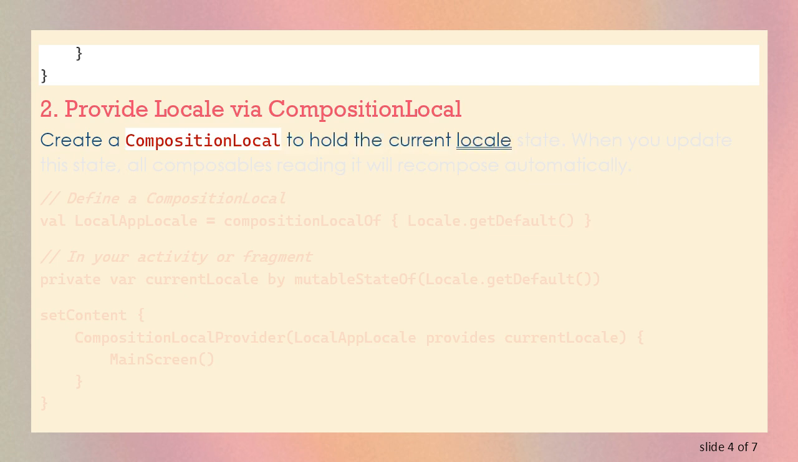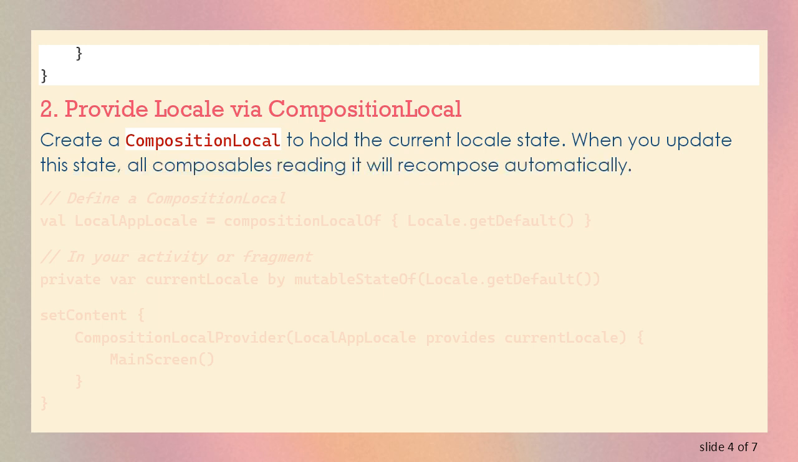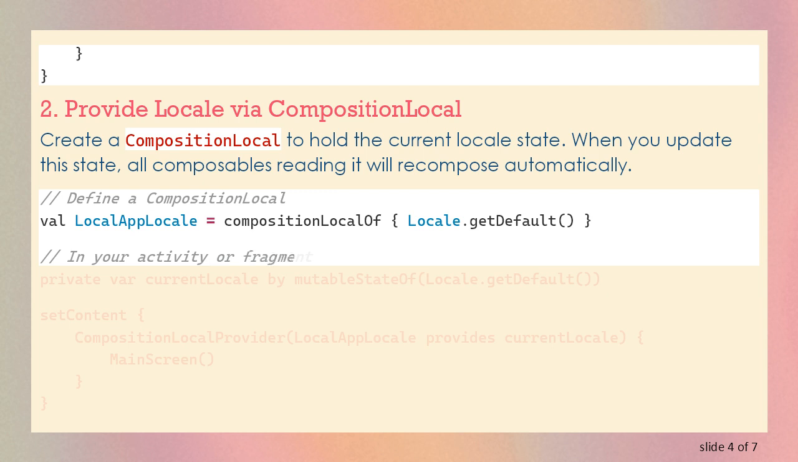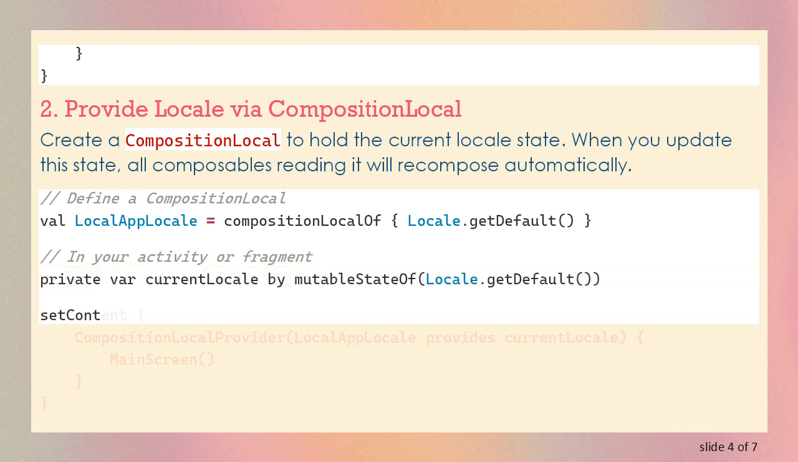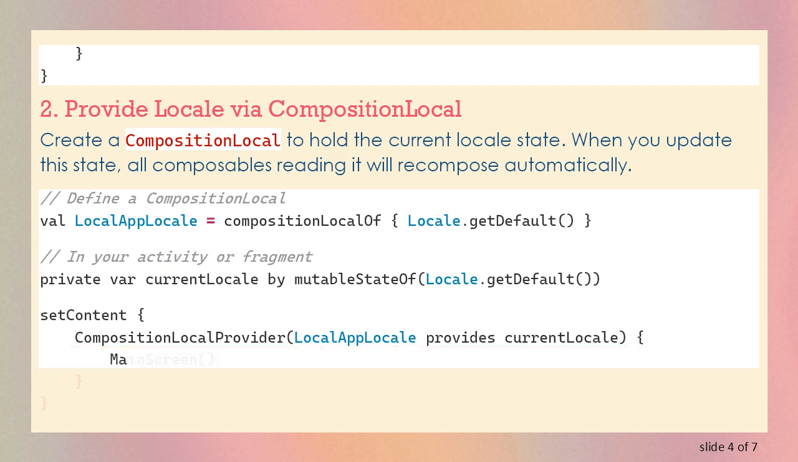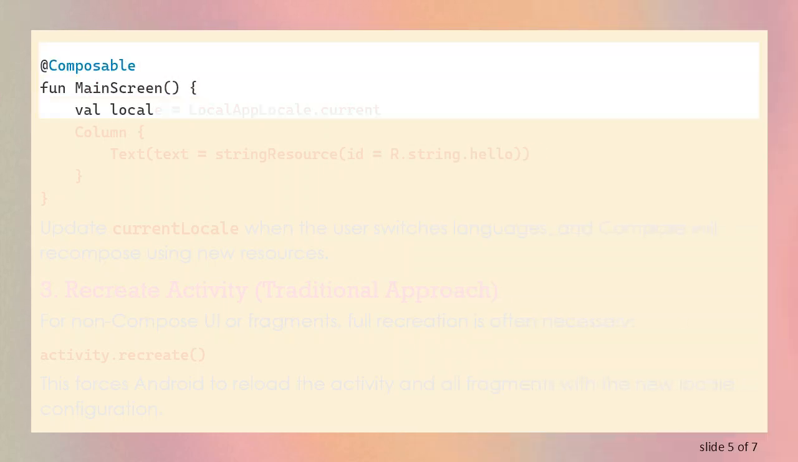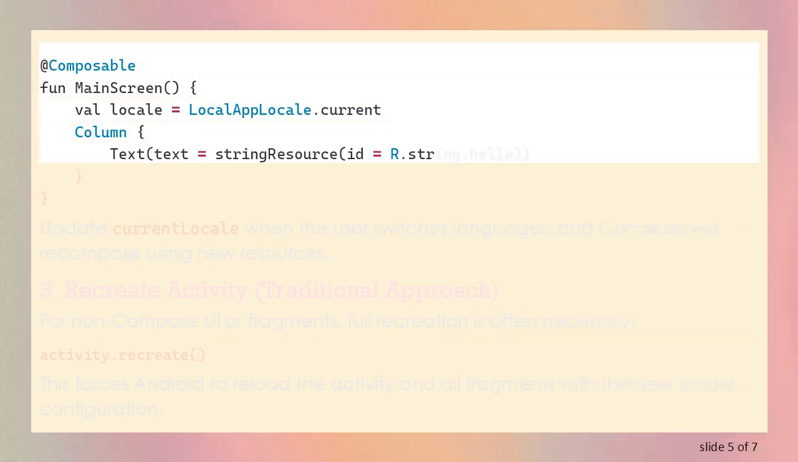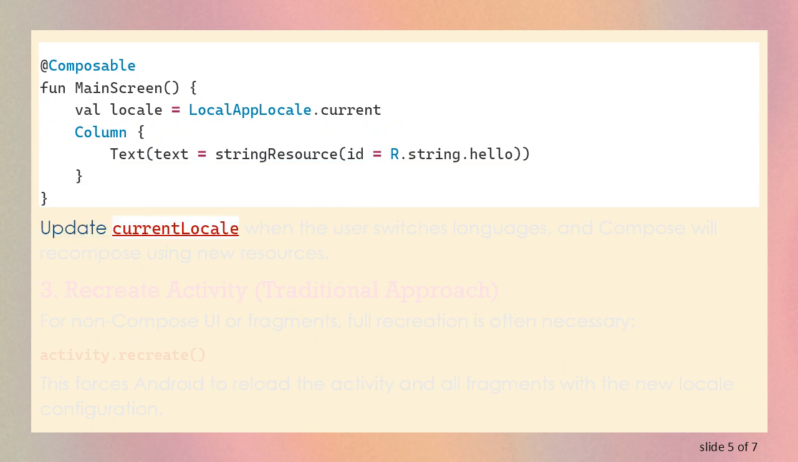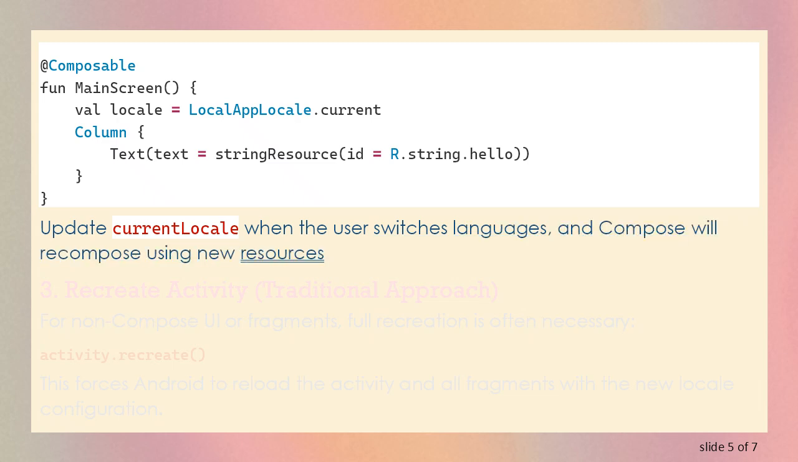Two. Provide locale via composition local. Create a composition local to hold the current locale state. When you update this state, all composables reading it will recompose automatically. Update current locale when the user switches languages, and Compose will recompose using new resources.